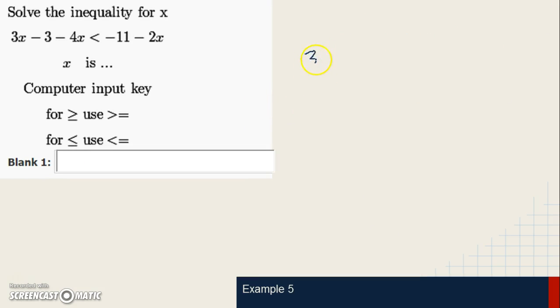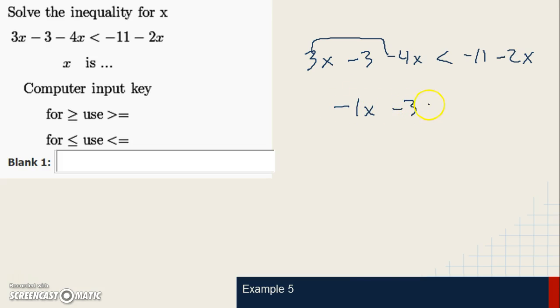Example 5. 3x minus 3 minus 4x is less than negative 11 minus 2x. I'm going to simplify before I do anything. I can combine like terms here, and I get negative 1x minus 3 is less than negative 2x minus 11. I just commuted those into standard form. I'm going to choose the side that's got the larger coefficient. Negative 1 is larger. So I'm going to eliminate this negative 2x on my number side by adding 2x.